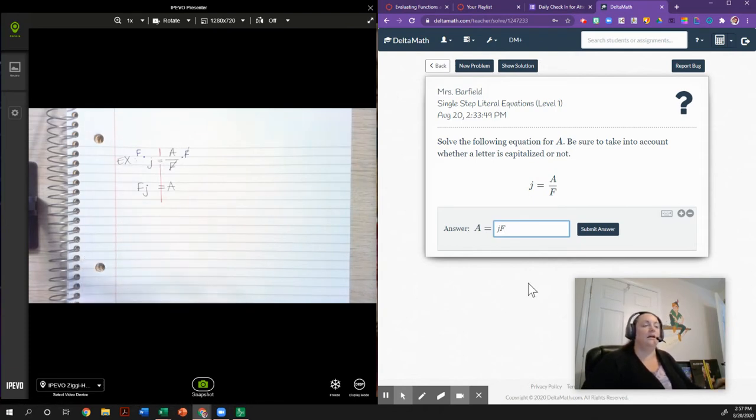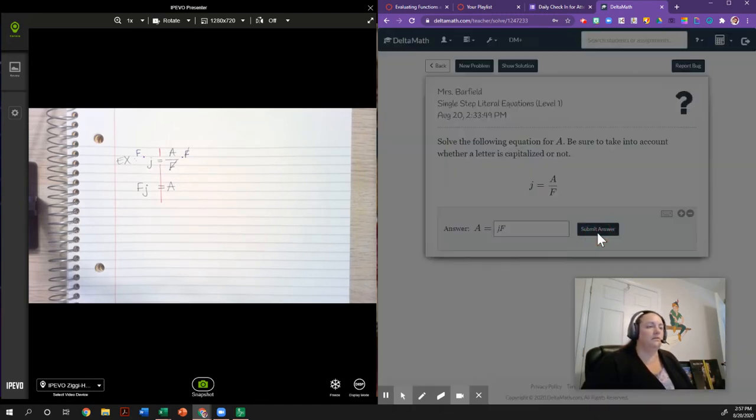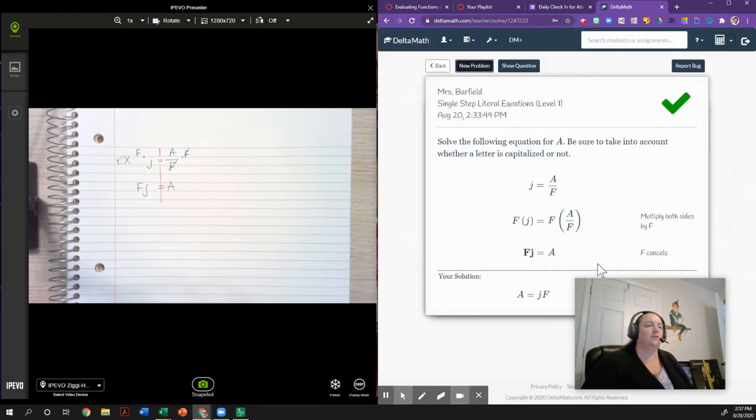Okay. I didn't have to put a multiplication symbol in between that because remember when two letters are next to each other, it's implied that it's multiplication. Submit my answer. And there you go. Okay. All right. So let's do a new problem.